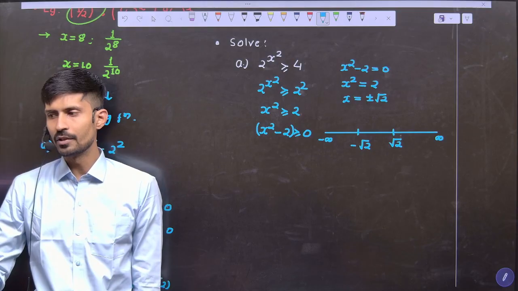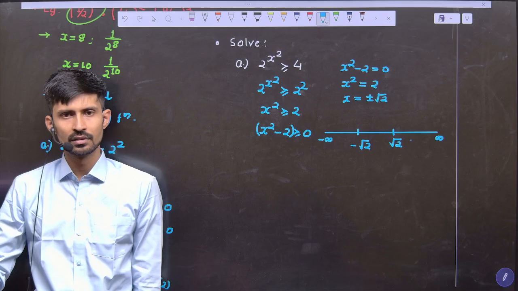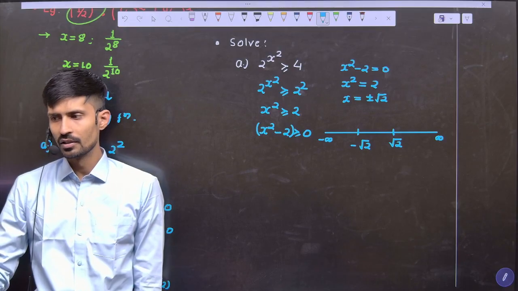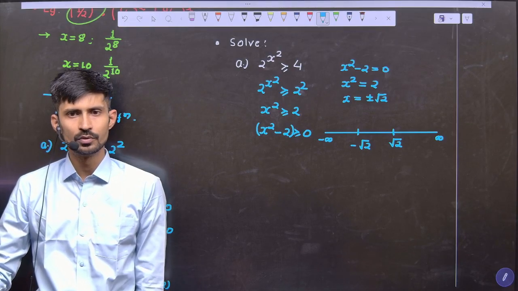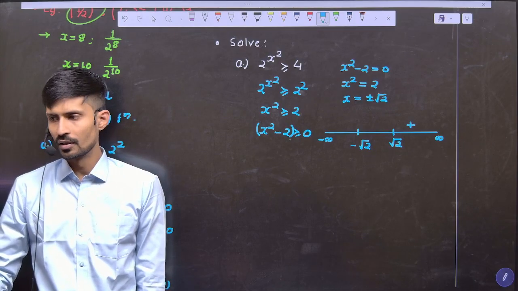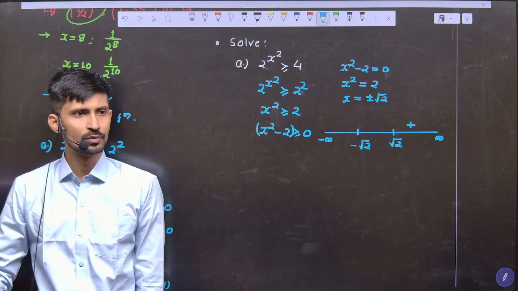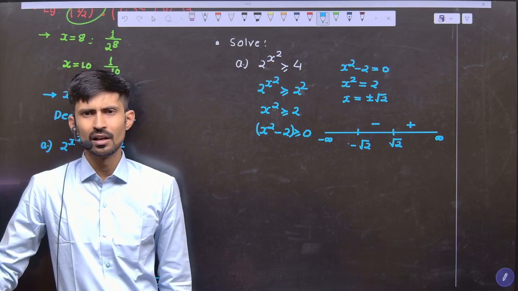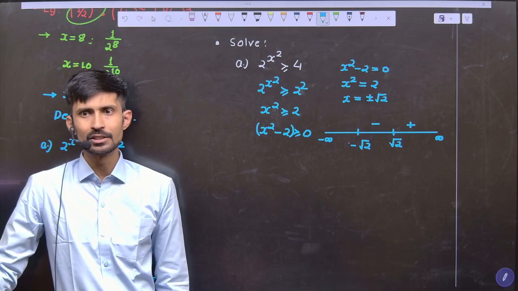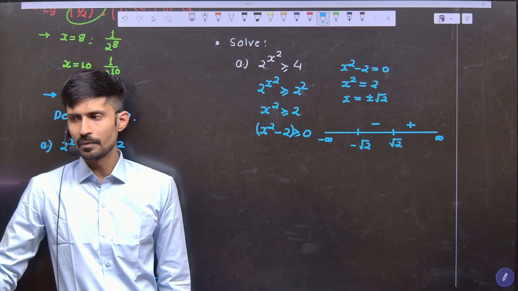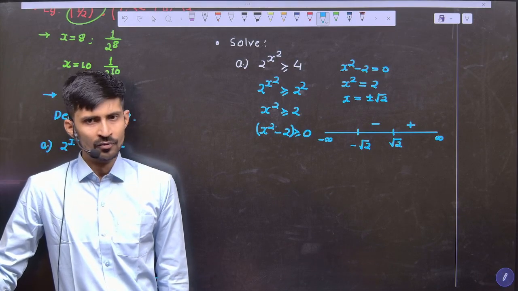Now take one number between root 2 and infinity. Tell me one number, what is the value of root 2? 1.41. Take one number between 1.4 and infinity. 2. Put it here. 2 square, 4 minus 2, so positive I will write. Tell me any number between minus root 2 and root 2. 1. 1 square, 1 minus 2, negative. Tell me a number between minus infinity and minus 1.41. Minus 2. Minus 1 is between this. Put minus 2. Minus 2 square, 4 minus 2.